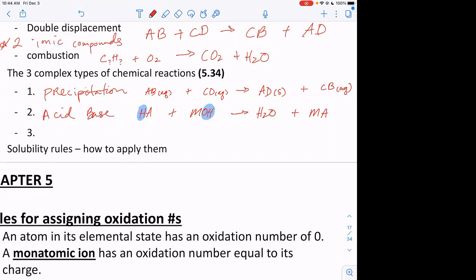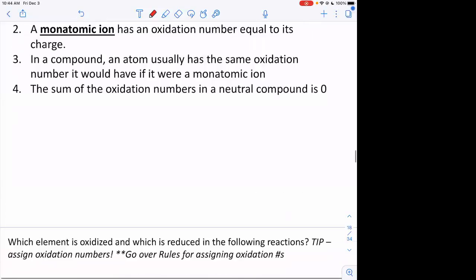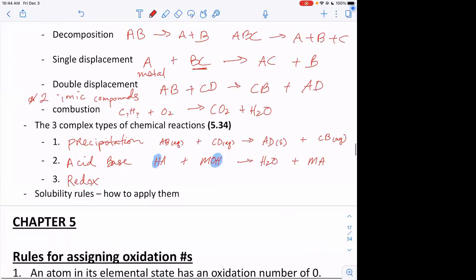Now, obviously, we've expanded this definition in chapter 10, but for the sake of classifying, I usually keep it limited to these forms, or that form. And then 3, the last one was redox, everyone's favorite. Do you guys remember? Redox is reduction and oxidation.